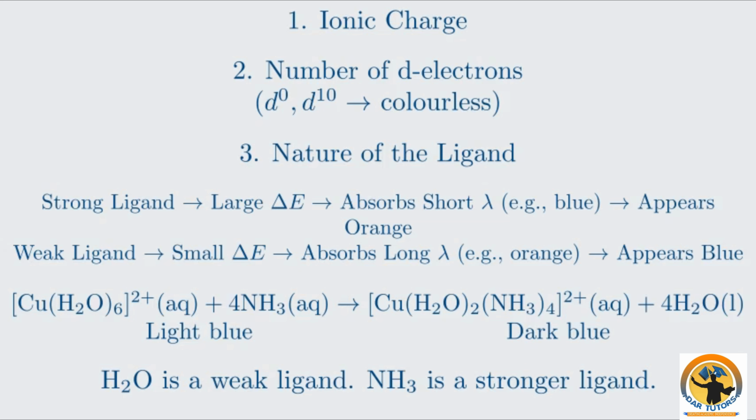This means the complex with ammonia, [Cu(H2O)2(NH3)4]2+, absorbs higher energy light, shorter wavelength, than the complex with water, [Cu(H2O)6]2+. This shift in the absorbed wavelength is what we perceive as a change in color from light blue to dark blue. So, we've now explained that color in transition metal complexes depends on the ionic charge, the number of d electrons, and the nature of the ligand, which dictates the energy splitting dE and thus the wavelength of light absorbed.